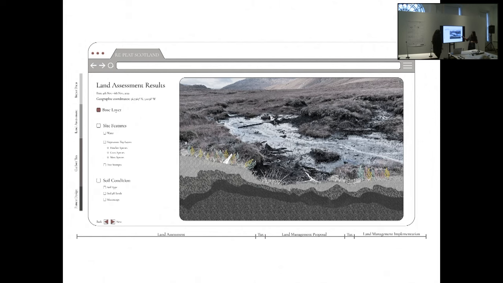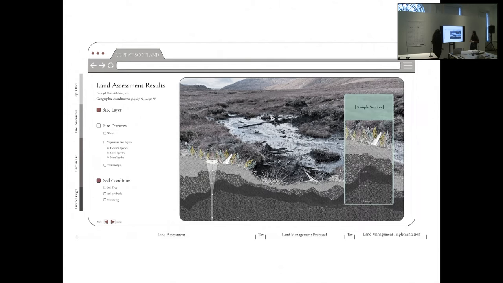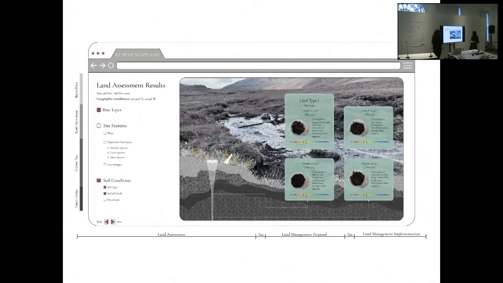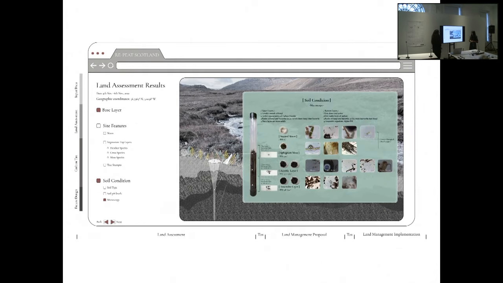And also the soil section will be shown in layers. And then the sample section will be shown at the depth in each layer. And then the sample collection will also be shown here, and then identify their differences and descriptions. And also the pH layers.